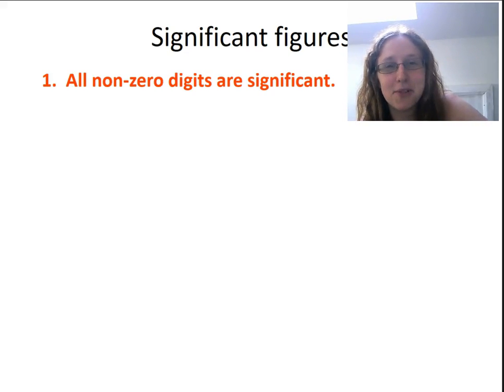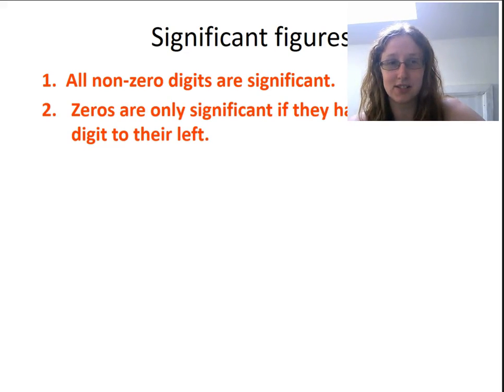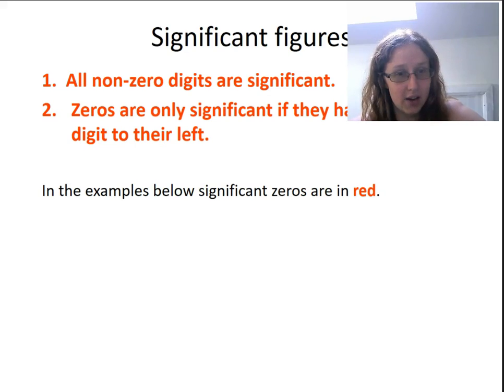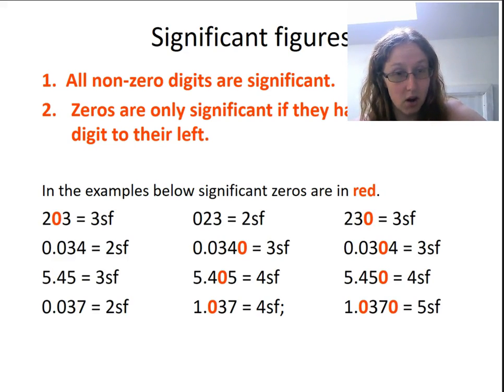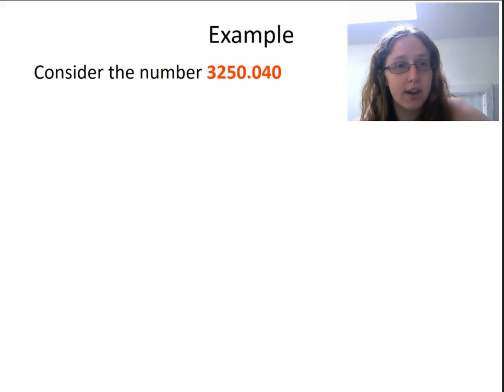So let's check we know what significant figures are. All non-zero digits are significant. Zeros are only significant if they have non-zero digits on their left. So there are some examples of significant zeros. The ones that are red are significant, the ones that are black are not. And it's pretty straightforward. As long as a non-zero number came first, then you count all the digits that come after. So often we need to think about how many significant figures we're going to write numbers to.